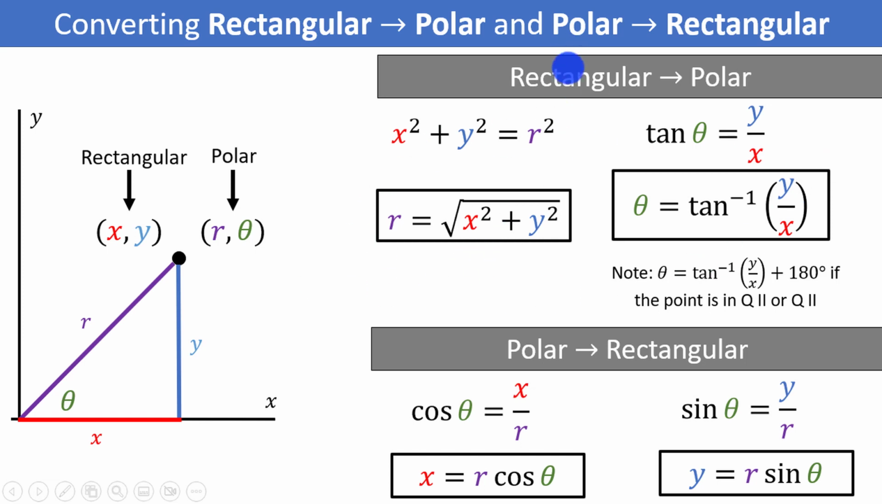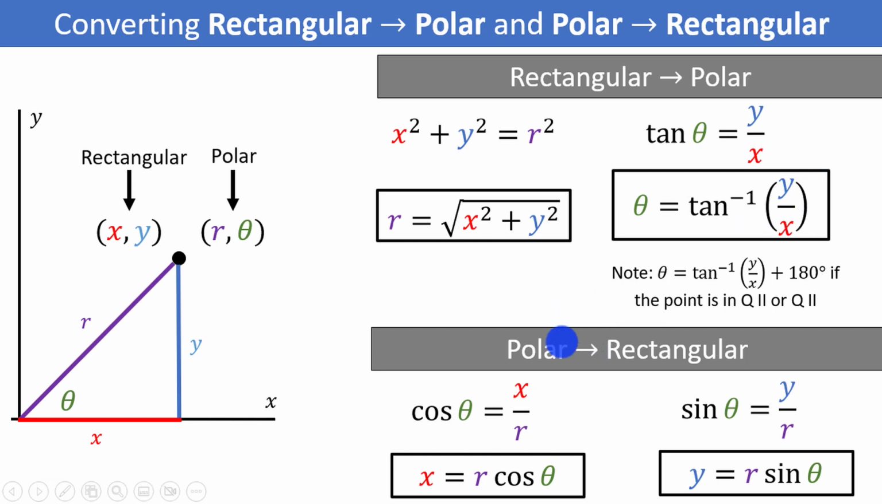If you have rectangular coordinates and you would like to convert to polar coordinates, that means you have x and y and need r and theta. To find r, you can just take the square root of x squared plus y squared. And to find theta, you can just take the inverse tangent of y over x.